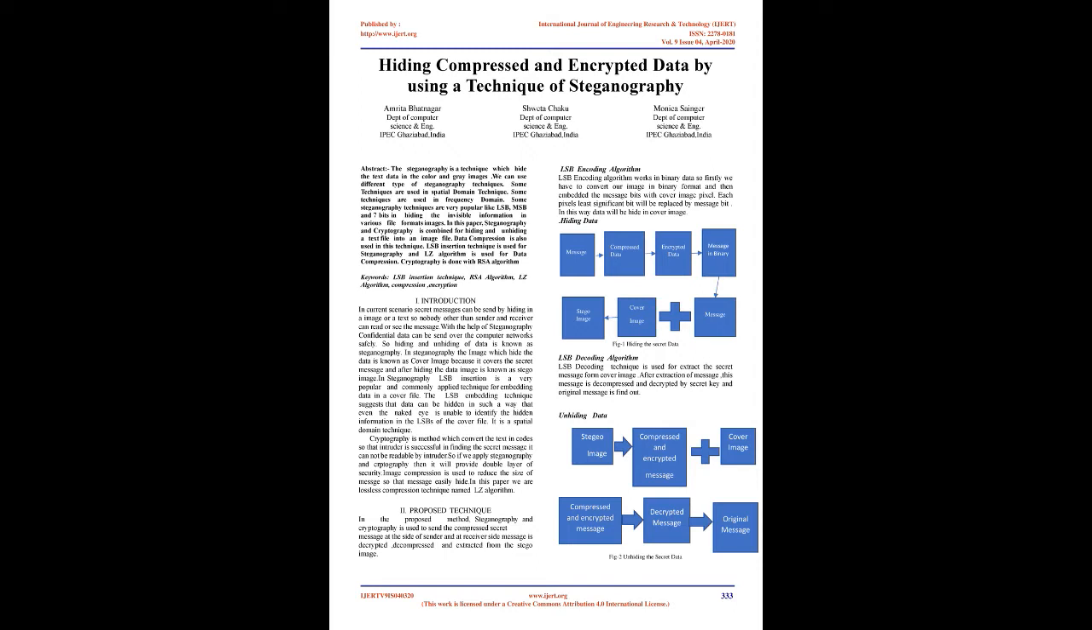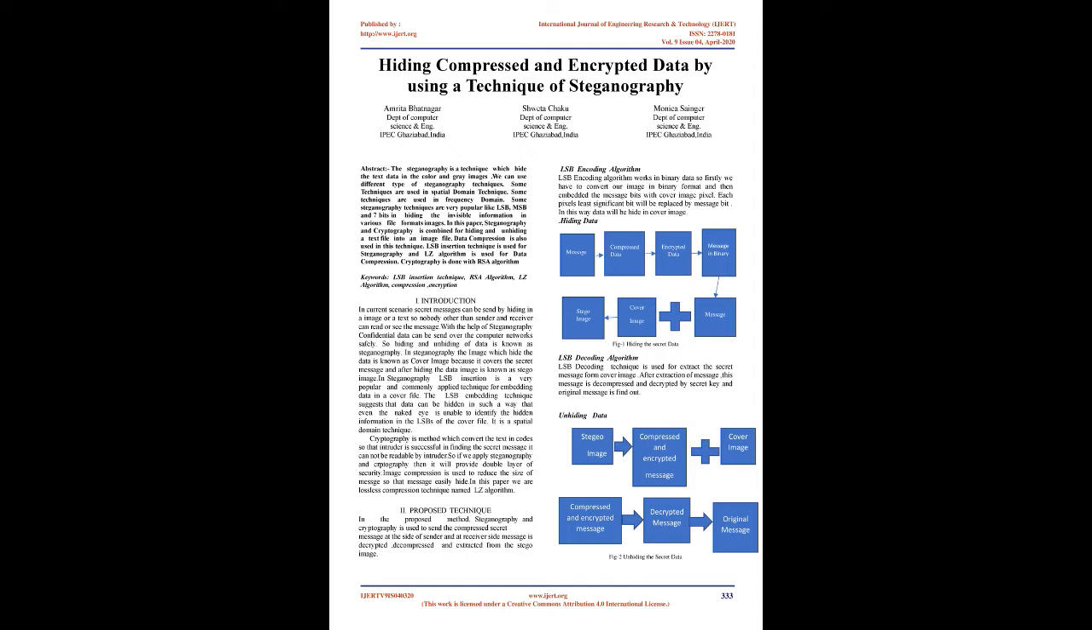Introduction. In current scenarios, secret messages can be sent by hiding them in an image or a text so nobody other than the sender and receiver can read or see the message. With the help of steganography, confidential data can be sent over computer networks safely. Hiding and unhiding of data is known as steganography. In steganography, the image which hides the data is known as the cover image because it covers the secret message, and after hiding the data the image is known as the stego image.